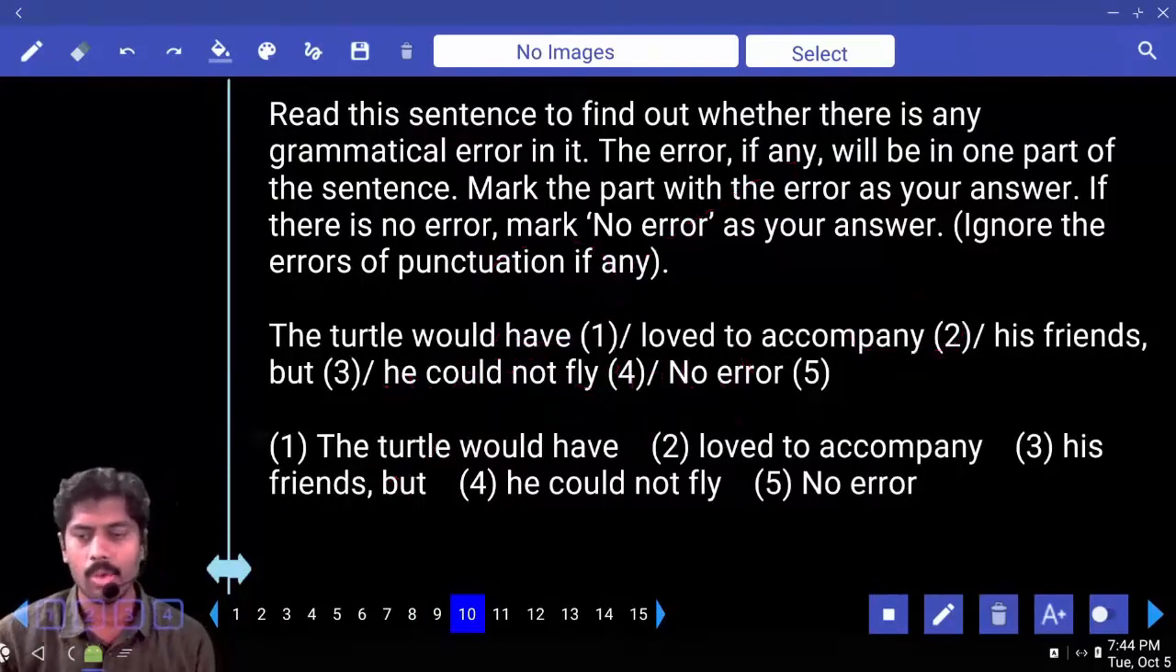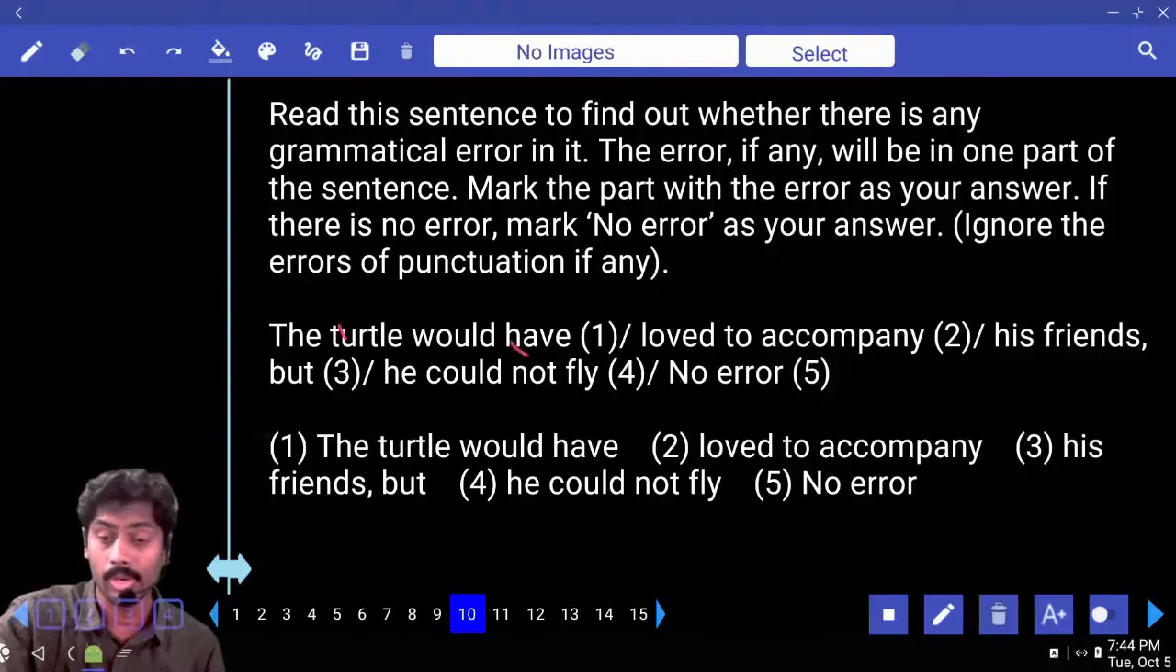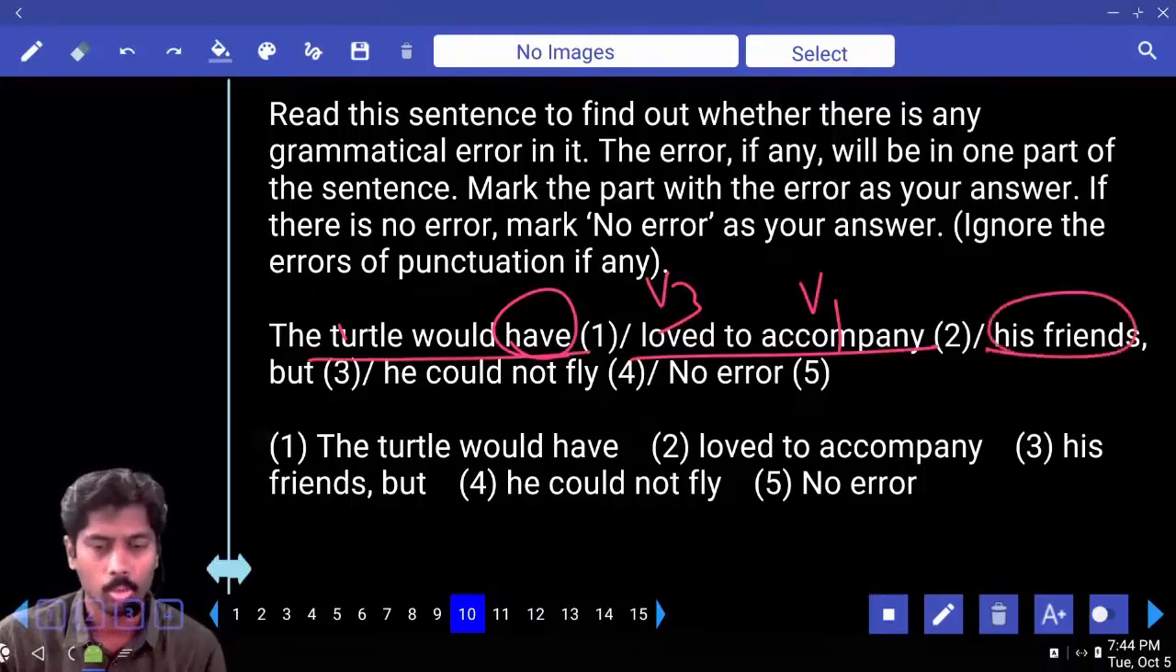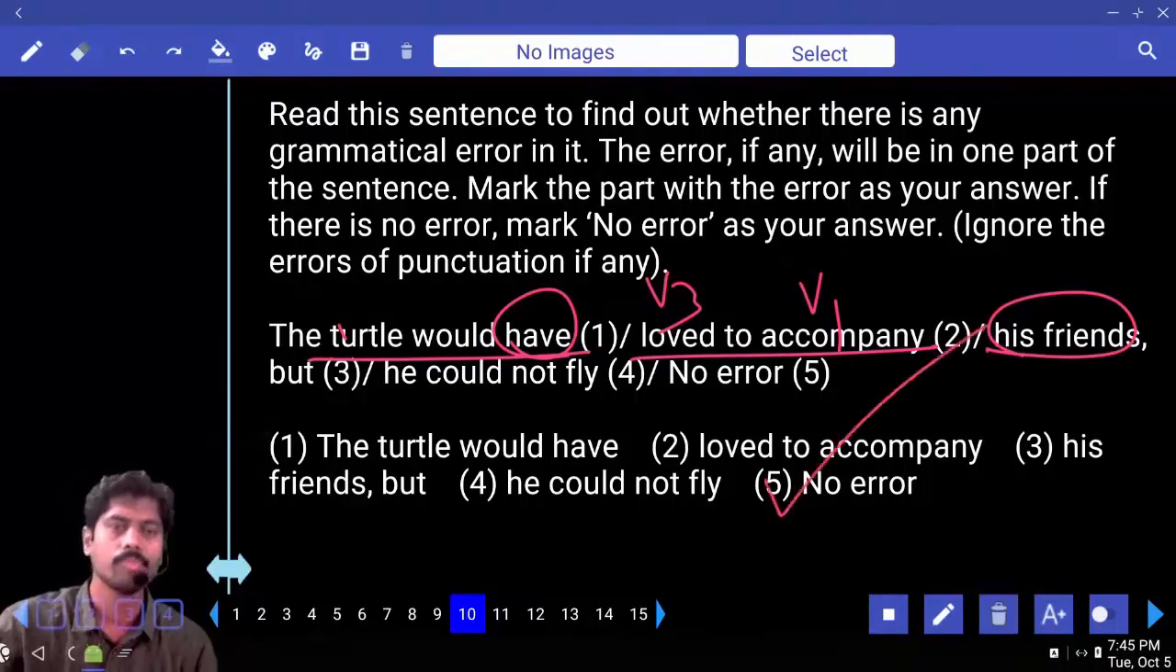The turtle would have loved to accompany his friends. But turtle would have, after have V3 is okay, to plus V1, okay. Turtle would have loved to accompany his friends. Accompany means giving company. But he could not fly. So he means the turtle could not fly. Answer, fifth option, no error.